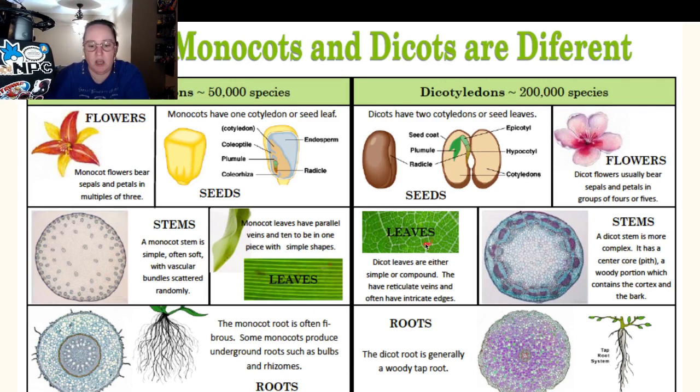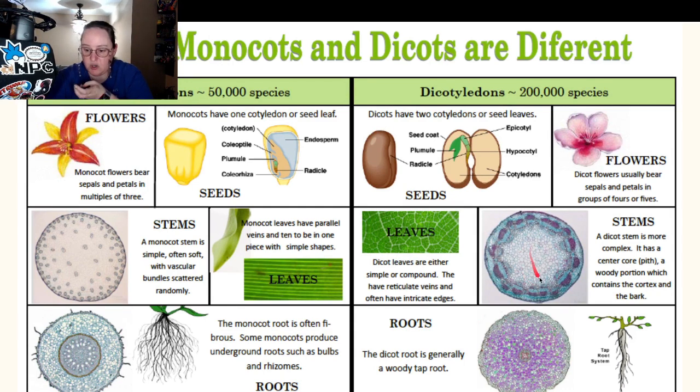There you go. The dicot leaves are very simple or compound, but they have reticular veins that have intricate edges. So it kind of looks like a street view of a city, whereas these guys just look like a one-lane highway. Flowers usually are in groups of 4s and 5s. The stems are very complex. If you're looking at a stem of a monocot, it looks like nothing compared to the stem of a dicot. They are really complex.